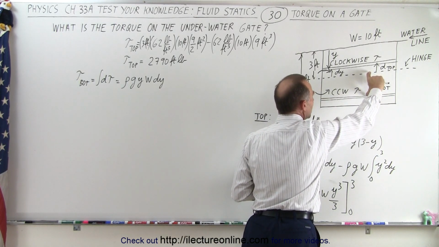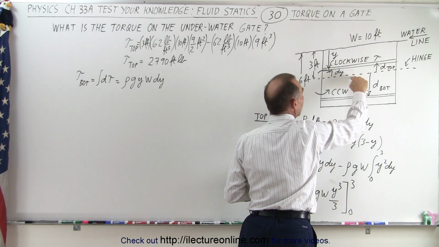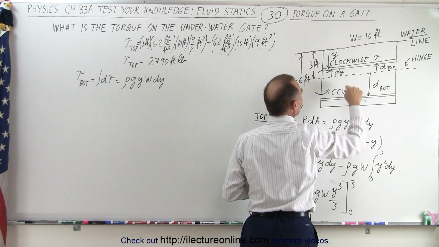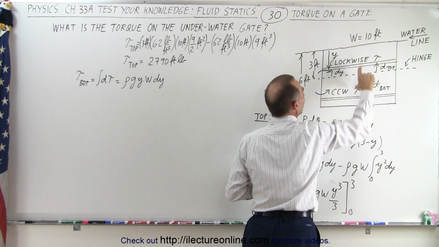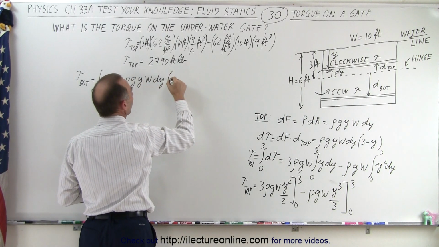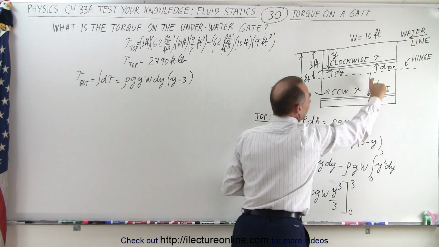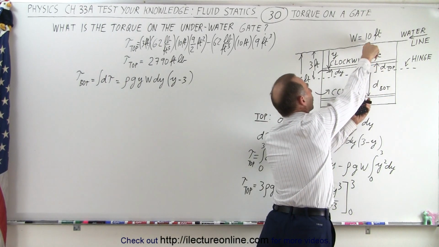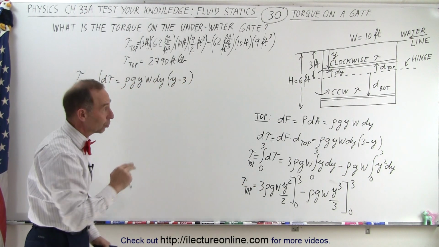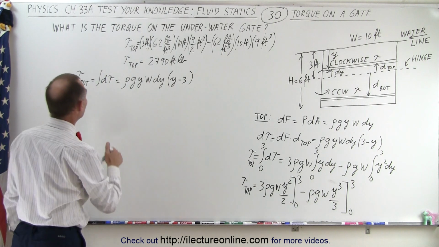Now the distance d is going to be y minus 3. That's right. Because if I go from here to here, that gives me y. If I subtract 3, I get the distance d. So it's going to be times y minus 3, because that's going to be the distance from here to here. It's going to be the total distance. y minus 3 gives me the distance from the hinge to the strip. Looks like two integrals again. Oh well, that's how it goes.